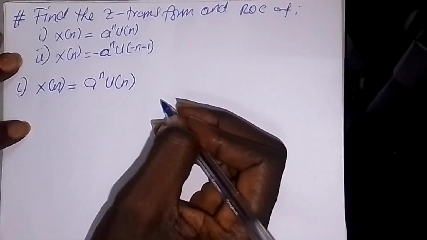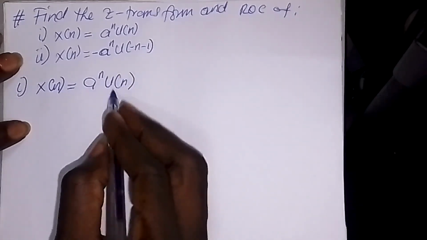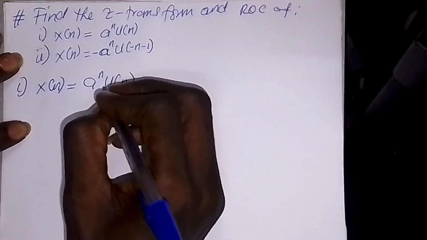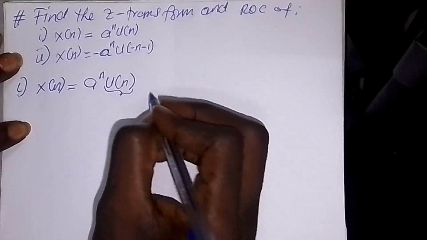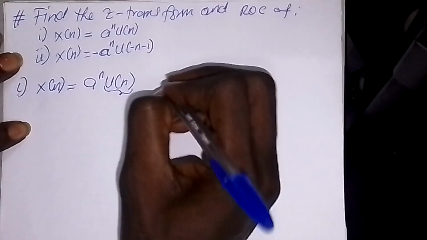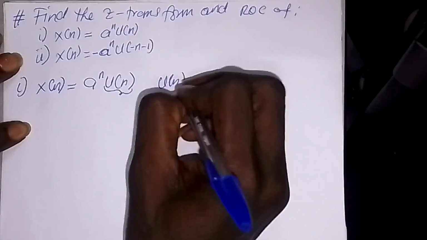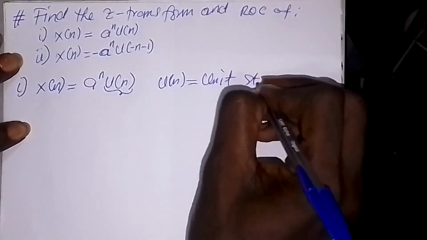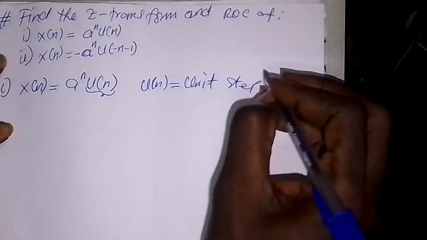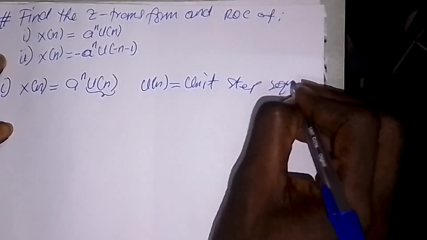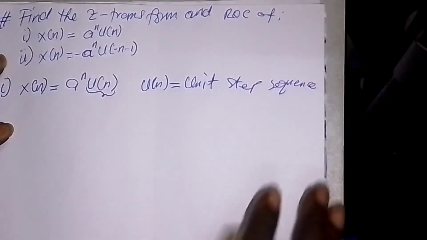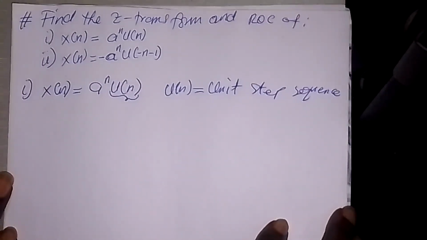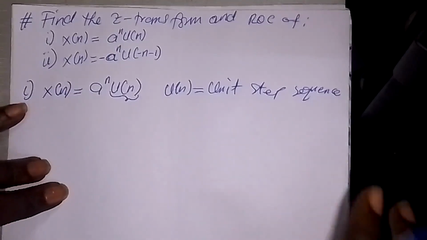Okay, so first, let's plot this unit step sequence. Where is the unit step sequence? This one, u of n, is a unit step sequence. So u of n is equal to the unit step sequence. Alright, so let's plot the unit step sequence.